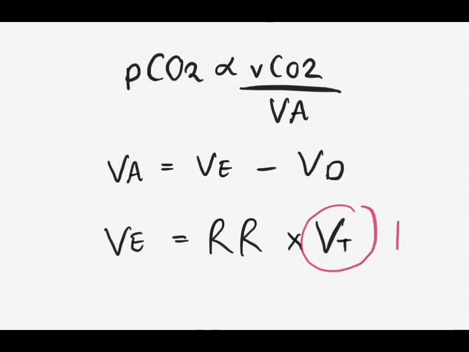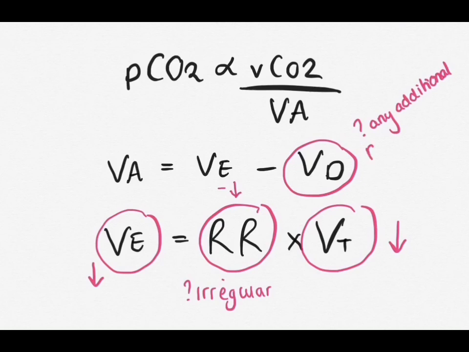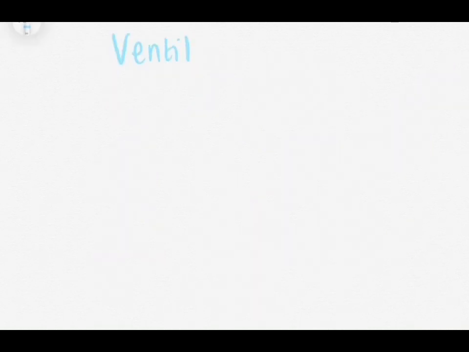Going back to the equations, we'll see a reduction in tidal volume, particularly during REM sleep. Potentially an irregular respiratory rate if they've got coexisting OSA, and overall a reduction in minute ventilation. They may or may not have changes with dead space, depending on whether they have any coexisting respiratory disease or whether they have any coexisting heart failure and associated fluid overload. Overall, this affects our alveolar ventilation, and we know now that that results in an increase in carbon dioxide.